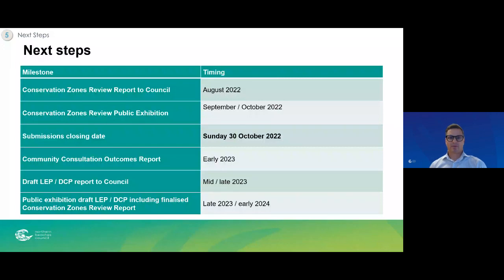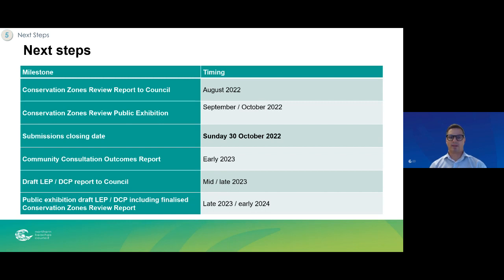In terms of the next steps, so we're on exhibition at the moment. That exhibition period is scheduled to be completed on the 30th of October. If you're having trouble making a submission inside that date, then by all means reach out to us and we're happy to talk to you about when you can get your submission in.